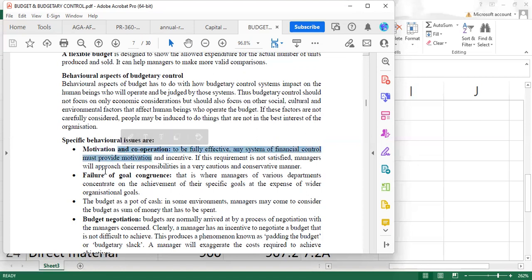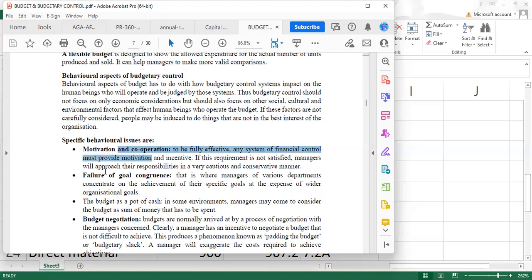Failure of goal congruence. It means that when people are not involved, everybody will be doing his own thing. They are not going to have one objective that they are going to achieve. There will not be any unity of objectives because you are not involved. Everybody will do his or her own thing.